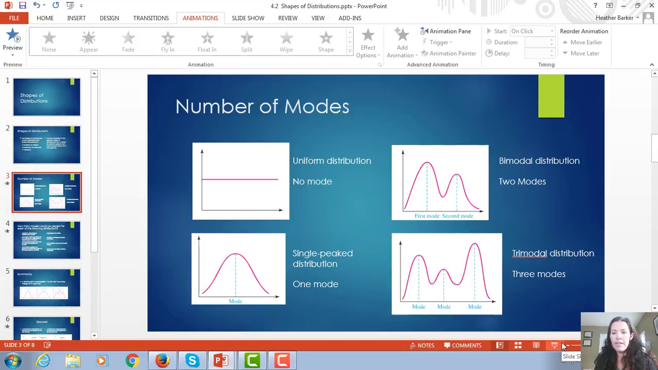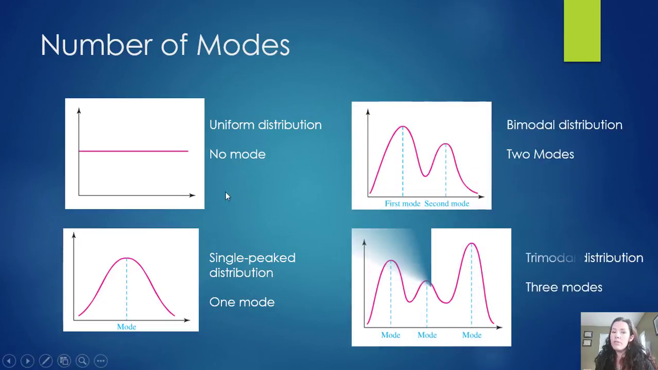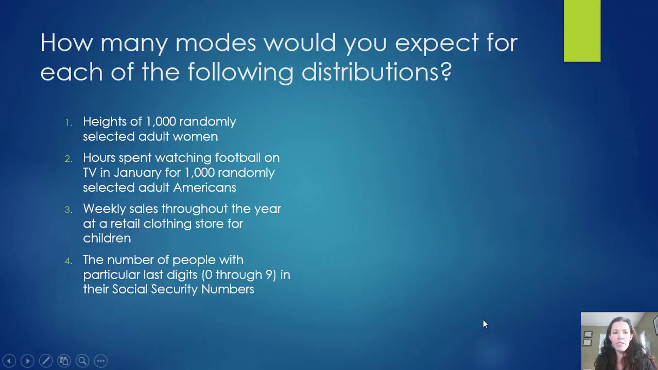Alright, so that's the first thing we're looking at, which is modes. Let's think about some examples here and what sort of mode we'd look at. We're looking at uniform, where there's no mode, one mode as a single peak, two modes, or three modes. So here are some examples, and let's think about how many modes we might expect to see. The heights of 1,000 randomly selected adult women; hours spent watching football on TV in January for 1,000 randomly selected adult Americans; weekly sales throughout the year at a retail clothing store for children; and the number of people with particular digits 0 through 9 in the Social Security number.